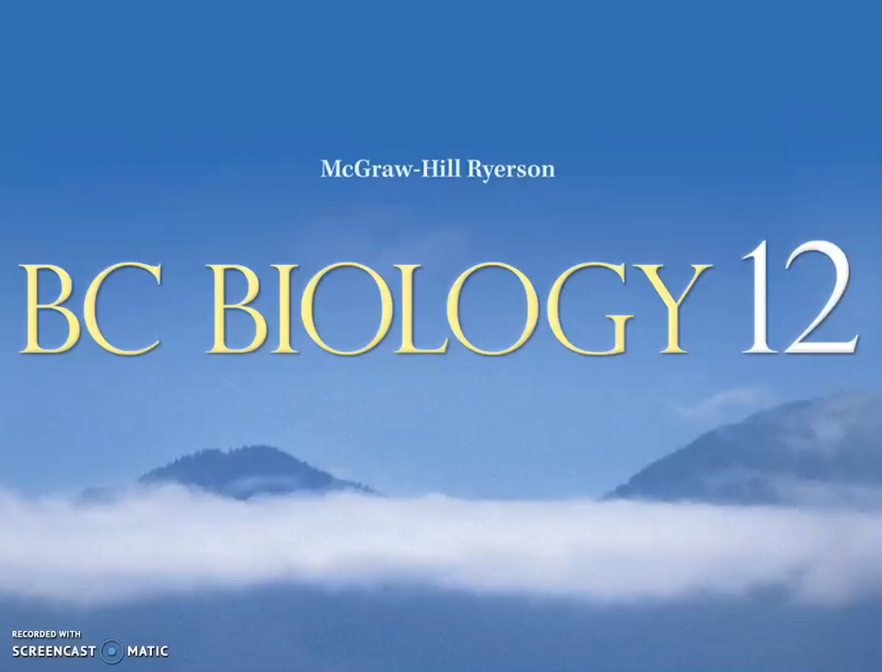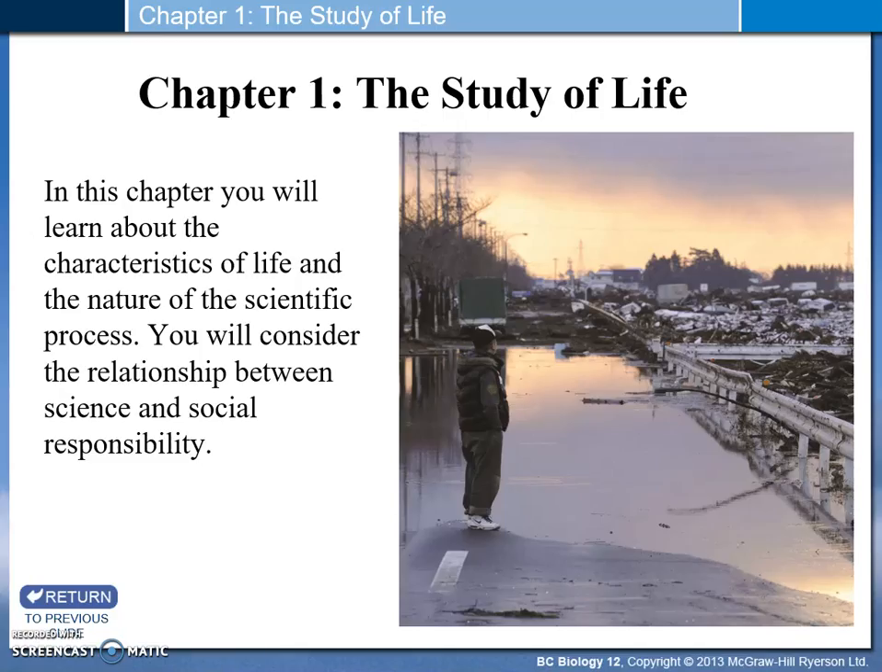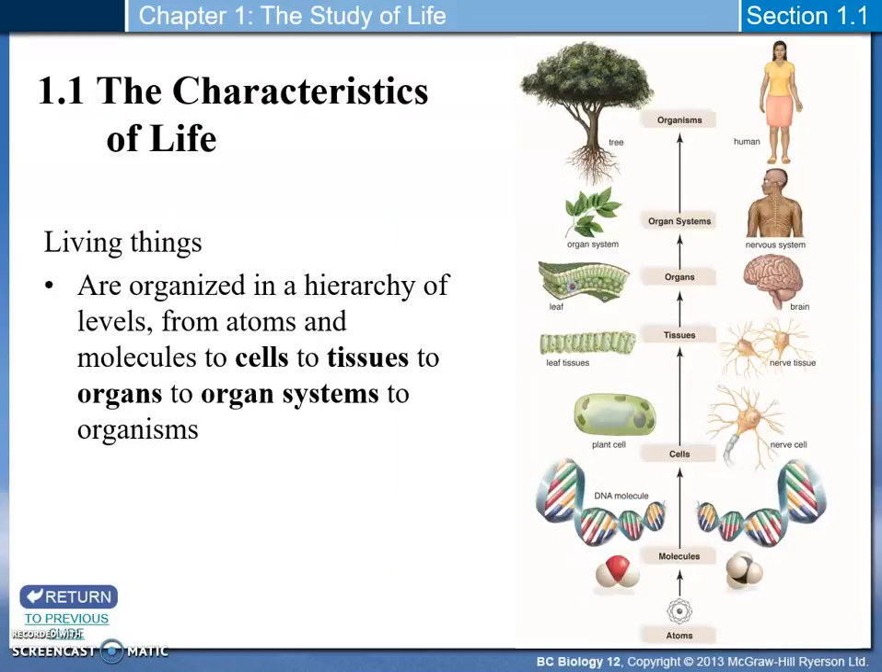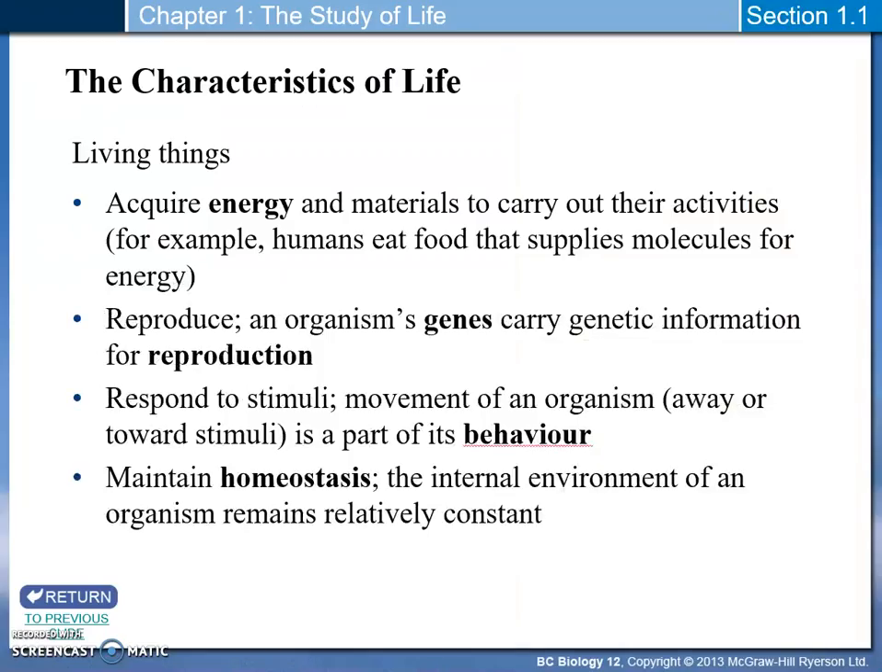This video is going to cover the first chapter in the course resource, and we'll be looking at the characteristics of life and the nature of the scientific process, and then we'll consider the relationship between science and social responsibility as well. So characteristics of life, the first characteristic is life is organized. And it's organized in a hierarchy of levels, first of all from atoms and molecules to cells, tissues, organs, and organ systems. So that's the first characteristic of life, that it is organized.